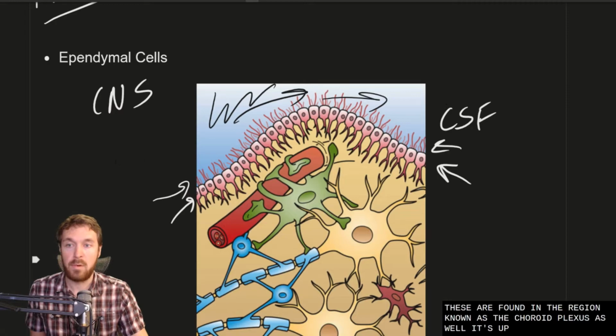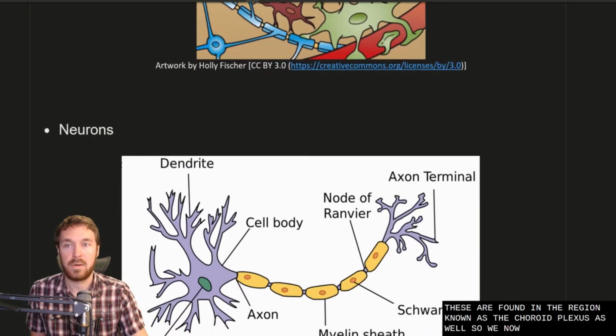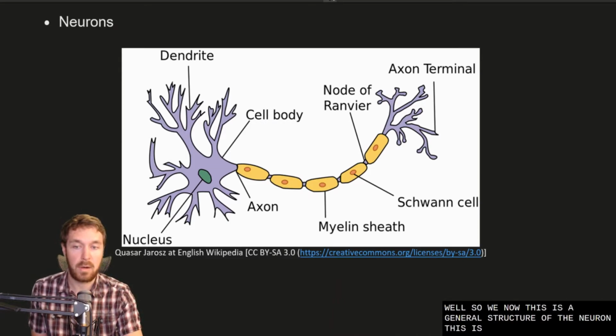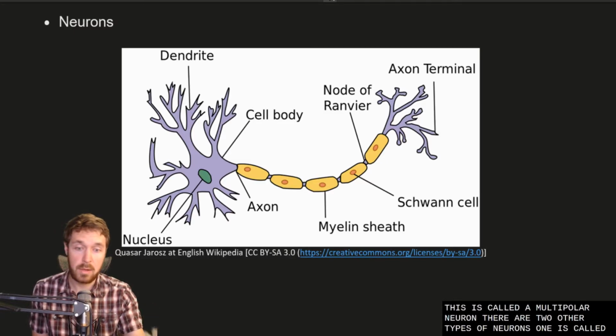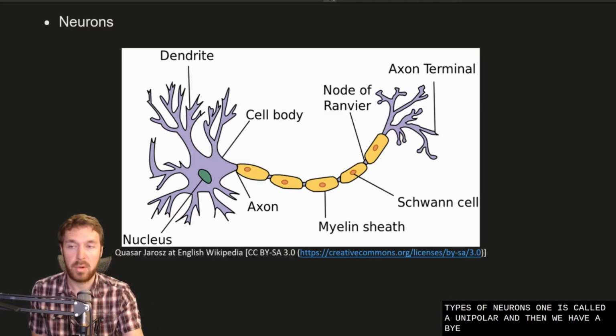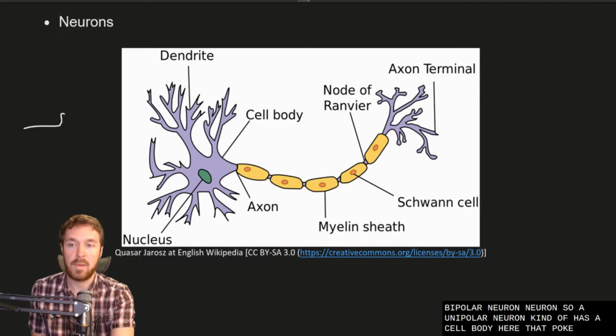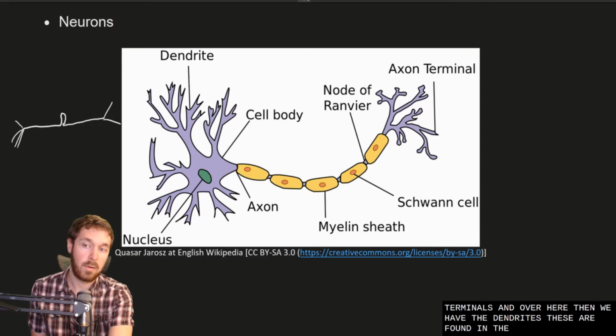So moving through here, we now get finally to the neuron. So this is a general structure of the neuron. This is called a multipolar neuron. There are two other types of neurons. One is called a unipolar, and then we have a bipolar neuron. So a unipolar neuron has a cell body that pokes off the middle, like the one we saw earlier with the satellite cell, so it looks more like a T. So down here then we have the axon terminals, and over here then we have the dendrites. These are found in the dorsal root ganglion.